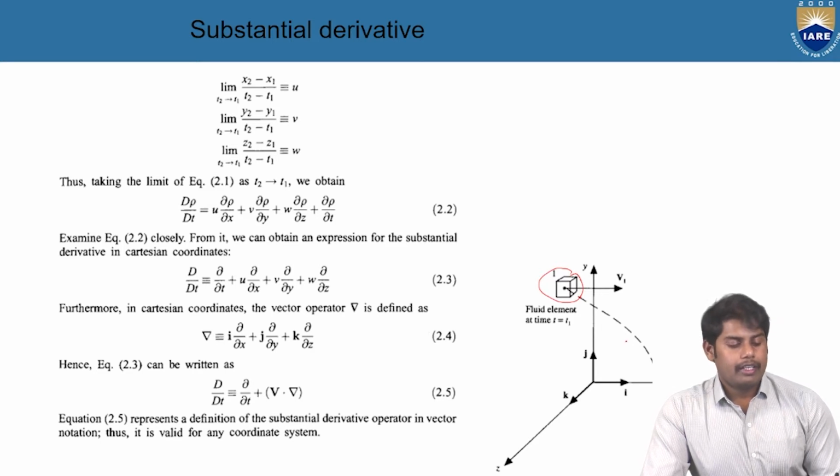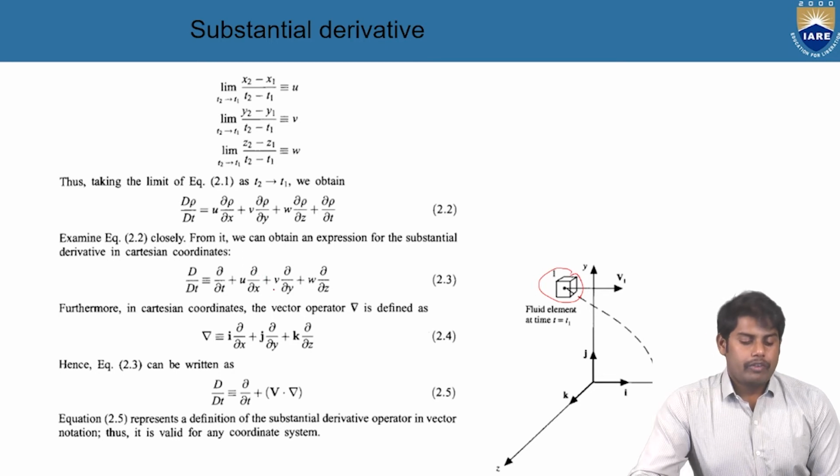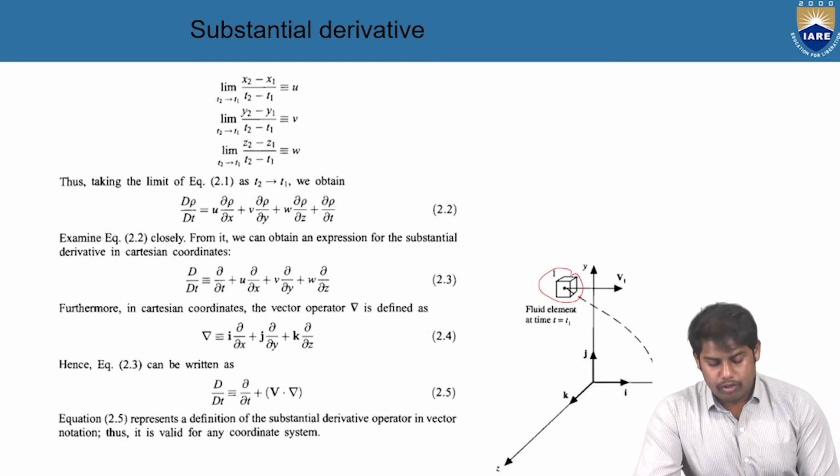So what we had done is we had taken a Taylor series expansion. We know the Taylor series expansion. If we want to know the density value at the second point.